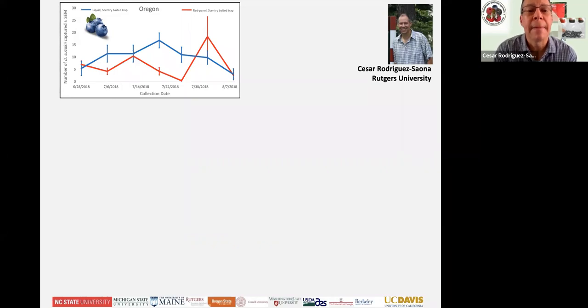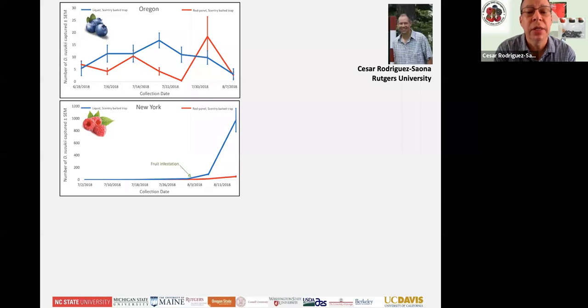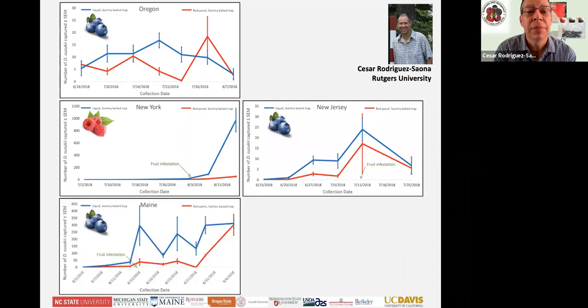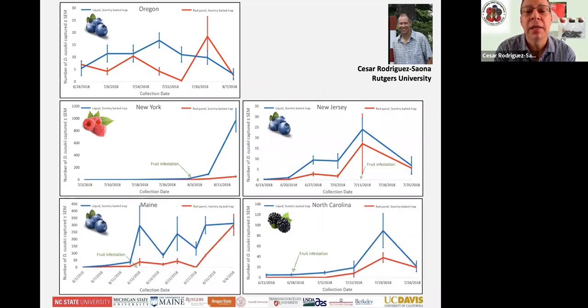Next, these are the results from New York. Next, New Jersey. And next, Maine lowbush blueberries, and North Carolina blackberries. So you can see that in general, we find that the liquid traps capture more spotted wing Drosophila than the red panels. However, their efficacy seems to vary across crops and states. In general, the red sticky traps work better in highbush blueberries than in raspberries and blackberries.